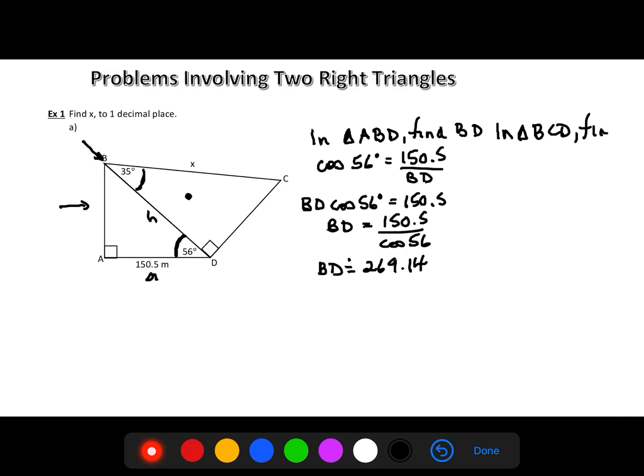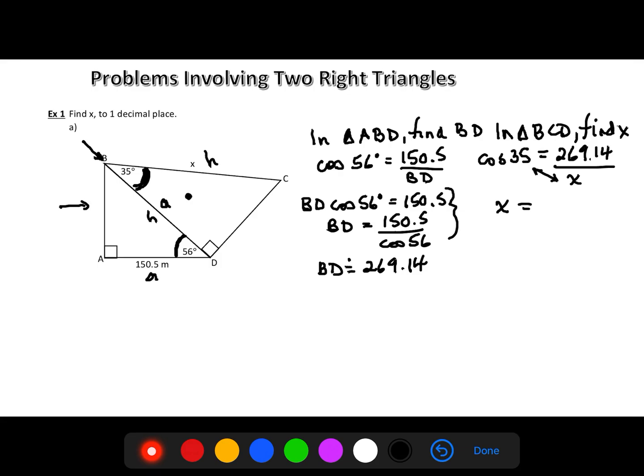So now, in triangle BCD, we're going to find side x. And to do that, we're going to use our 35-degree angle. We have now our adjacent, and we're looking for our hypotenuse. So we're going to use cos 35 is equal to our adjacent, 269.14, divided by x.